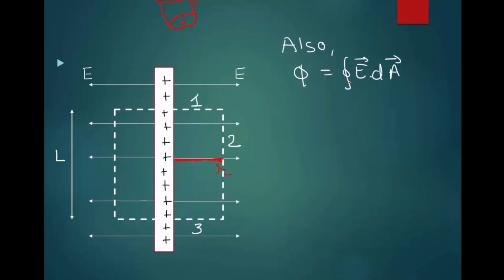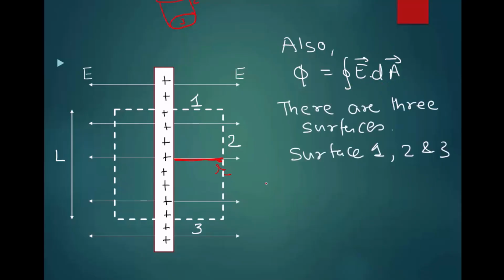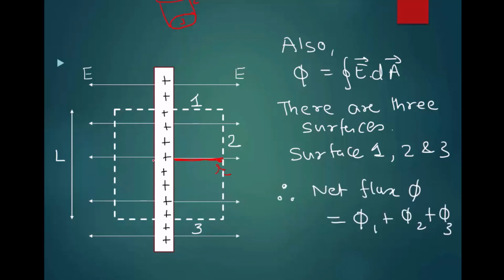We know that phi is equal to the surface integral of E dot dA, the dot product of E and dA. And there are three surfaces, surfaces 1, 2, and 3. That would mean that the net flux coming out of this Gaussian surface will be equal to phi 1 plus phi 2 plus phi 3. So I need to find out the flux coming out through all three surfaces. Now, if I want to find out the flux through the surfaces, I should have an idea about the angle theta. The angle theta is the angle between E and dA, because over here this is going to become the integration of E dA cos theta, because this is the dot product of E and dA. So I should first find out the value of theta, the angle between E and dA.